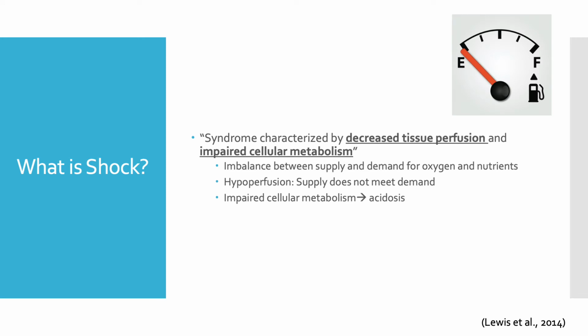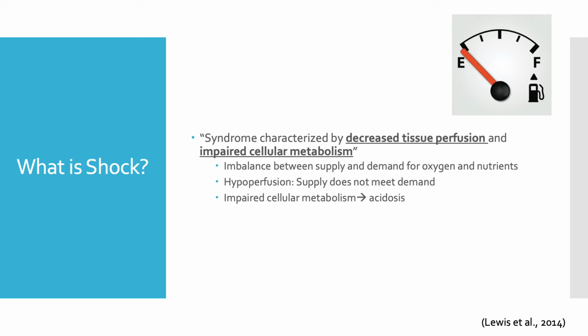So before we break up shock into different categories or stages, let's review what shock is. Your Lewis text defines shock as a syndrome characterized by a decrease in tissue perfusion and an impaired cellular metabolism. So basically, the cells and the tissues are not getting the blood supply they need. The oxygen and nutrients and removal of waste that should be happening is reduced. The perfusion is greatly decreased.